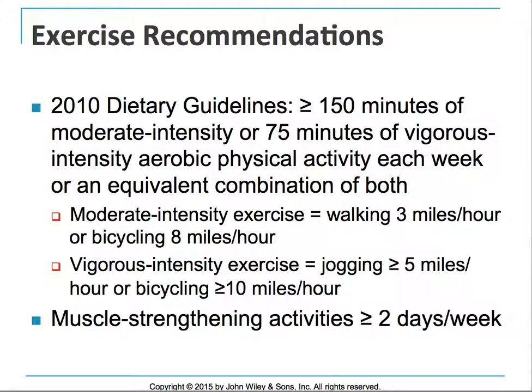Pretty good way of remembering it, and a good way to think of it when you're reminding yourself to get physical activity. So what's the difference between moderate intensity and vigorous intensity physical activity? Your book has several examples, but here we have moderate intensity exercise as the equivalent of walking 3 miles an hour or bicycling 8 miles an hour. Vigorous intensity exercise is considered jogging greater than or equal to 5 miles an hour or bicycling greater than or equal to 10 miles an hour. The dietary guidelines also include a recommendation of muscle strengthening activities 2 or more days a week.